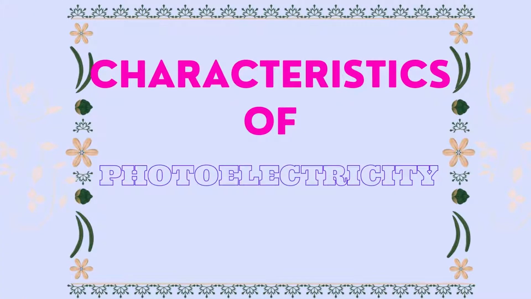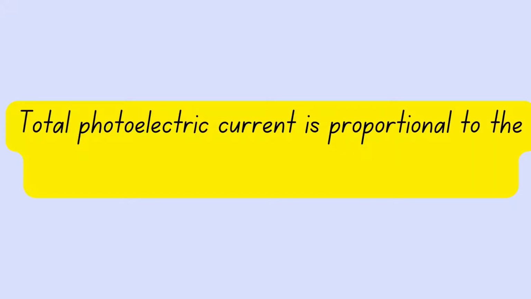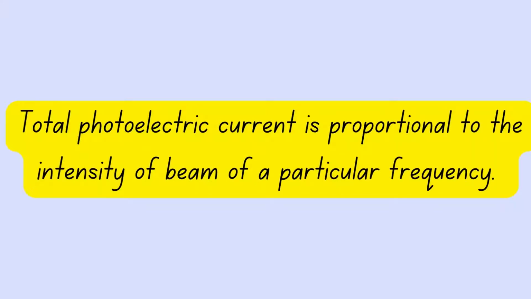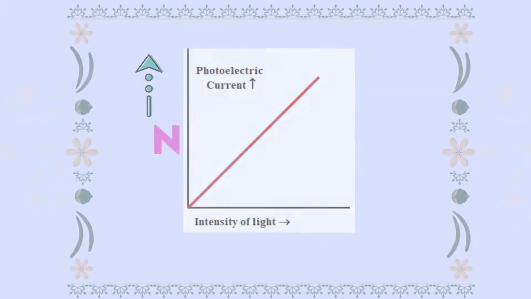Now let's discuss the characteristics of photoelectricity. Number one: the total photoelectric current is proportional to the intensity of the beam of a particular frequency. Let's understand it with this graph. When we increase the intensity of light, the photoelectric current increases.